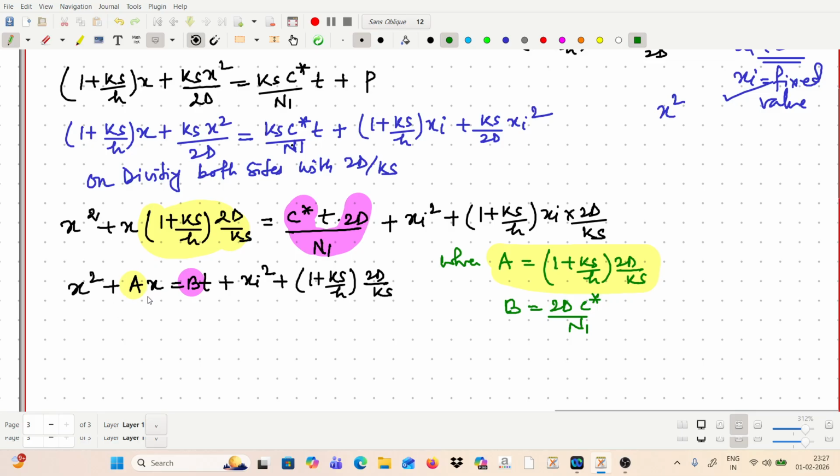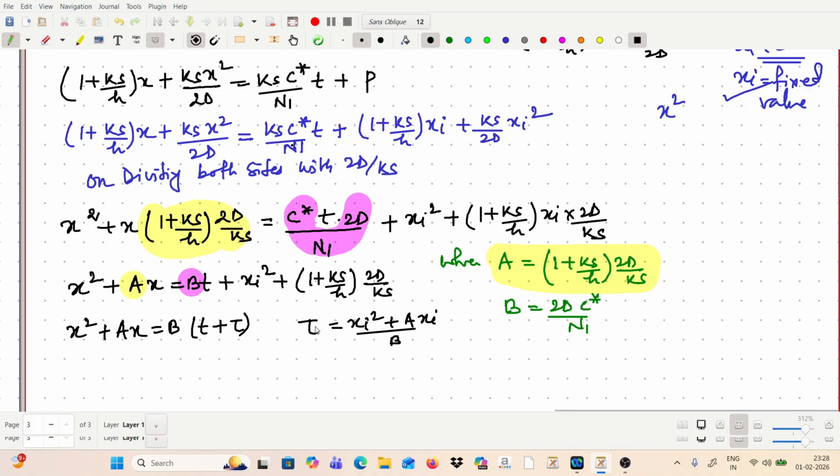Okay, x square plus ax plus this. Now once again, for more simplification, one can also write x square plus ax equals b, in bracket we can write t plus tau. We are writing t plus tau because bt plus xi square plus this whole term, where this tau can be written as xi square plus axi by b.